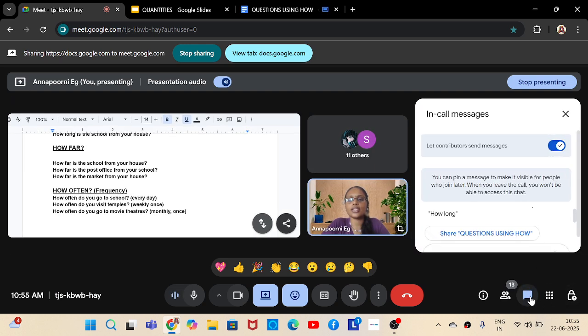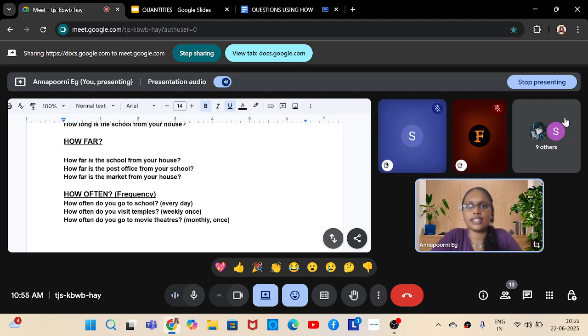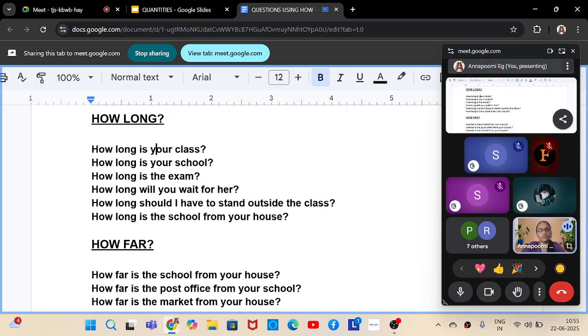Okay, so here you can see that I'm asking the distance. How far is the school from your house? It's 1 kilometer or 2 kilometers. Similarly, how far is the post office from your school? Maybe you can tell it is just half a kilometer. How far is the market from your house? Maybe I can tell it is 5 kilometers, something like that. You are always speaking about a distance when somebody asks you a question using how far.